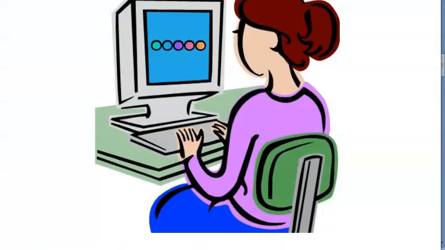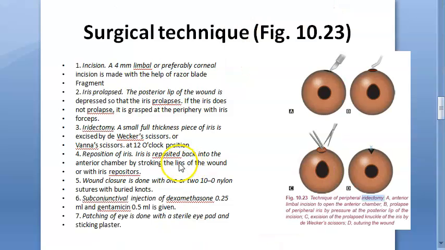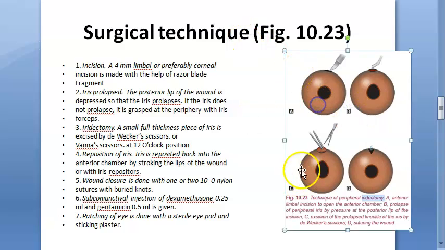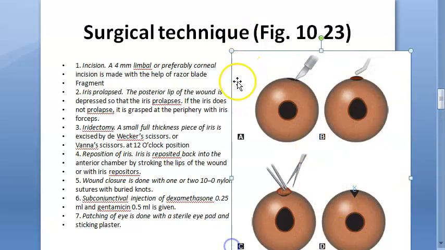So, guys, we're done with the indications of iridectomy. Technique. A 4 mm limbal or preferably corneal incision is made with the help of a razor blade fragment. Then the iris prolapses. The posterior lip of the wound is depressed so that the iris prolapses. If the iris does not prolapse, it is grasped at the periphery with iris forceps.